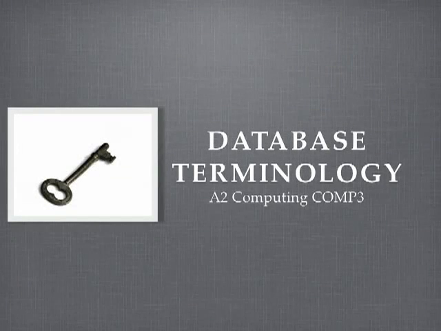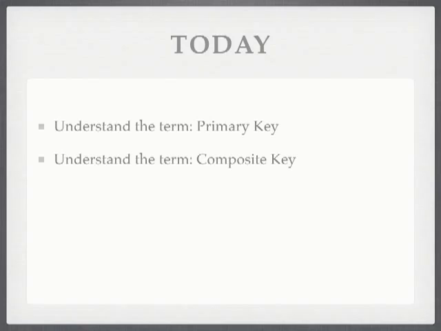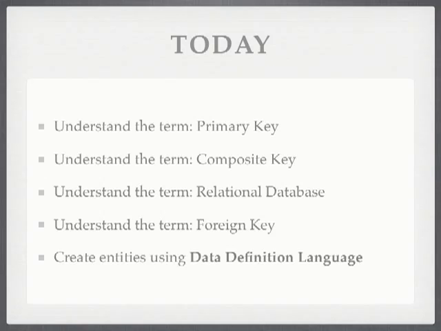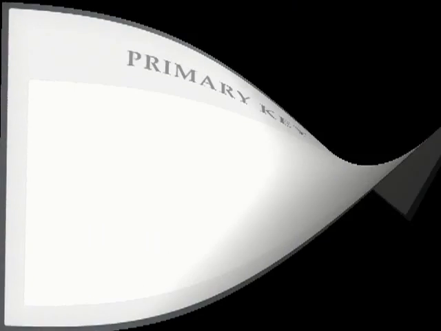Okay, so today we're looking at database terminology, and this is our second podcast for the Comp 3 unit of A2. So what are we going to look at in particular today? Understanding the following terms: primary key, composite key, relational database, foreign key, and finally you're going to do some practice using the data definition language, but we're not going to look at that particularly during this podcast.